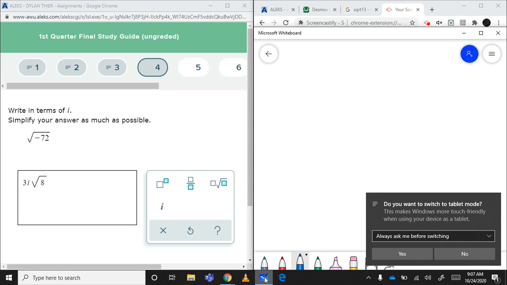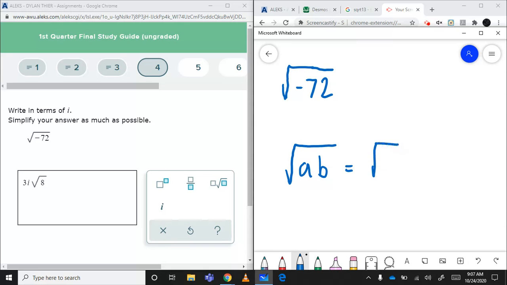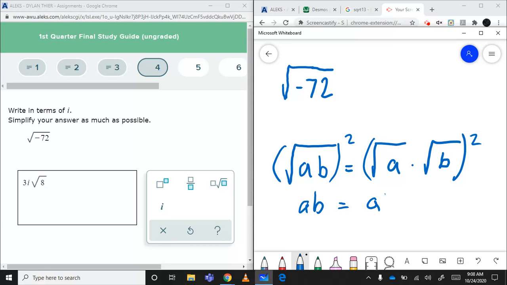Okay, here we're going to be simplifying the square root of negative 72. This is going to be done by using something that we know about square roots or radicals in general, which is that these things can be broken down into factors. We can say that the square root of AB is the same as the square root of A times the square root of B. This can be shown fairly simply by just squaring both sides and seeing that your results are equal to one another.